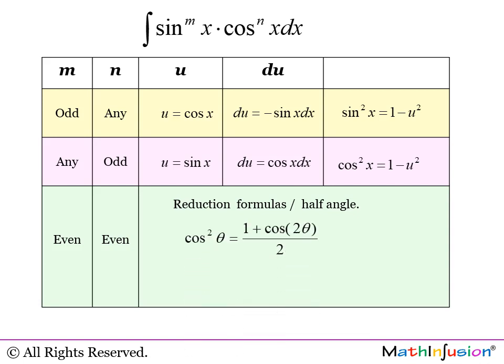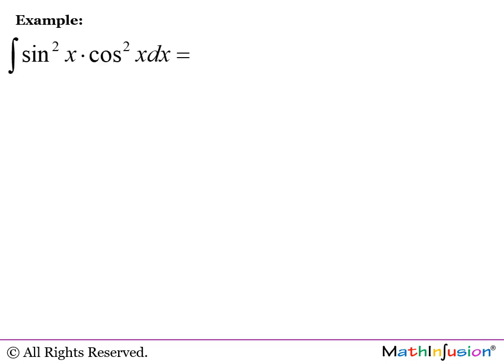And we have obviously two of those. Cosine to the power of 2 theta is 1 plus cosine 2 theta over 2. And the other reduction is that sine to the power of 2 theta is 1 minus cosine 2 theta over 2. We are going to do an example that will use the reduction formula. The exponents of both of them are even.